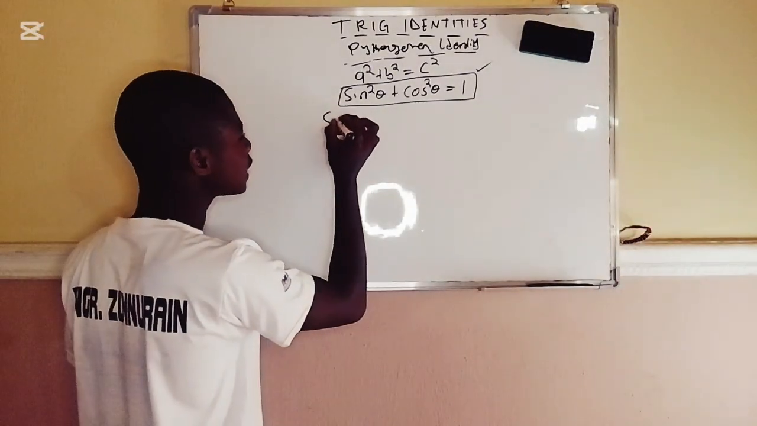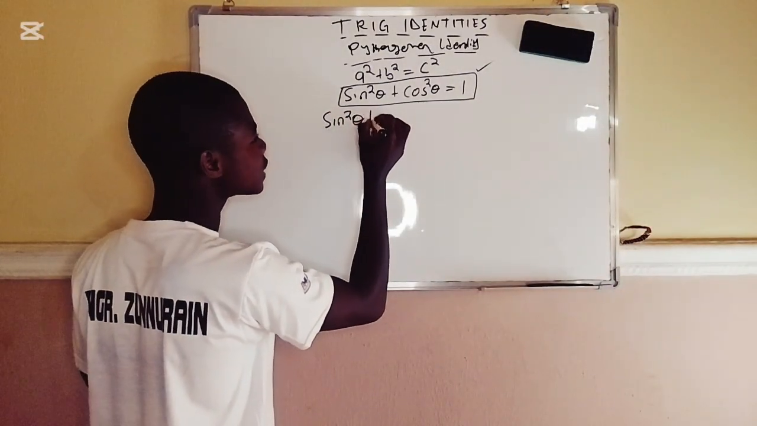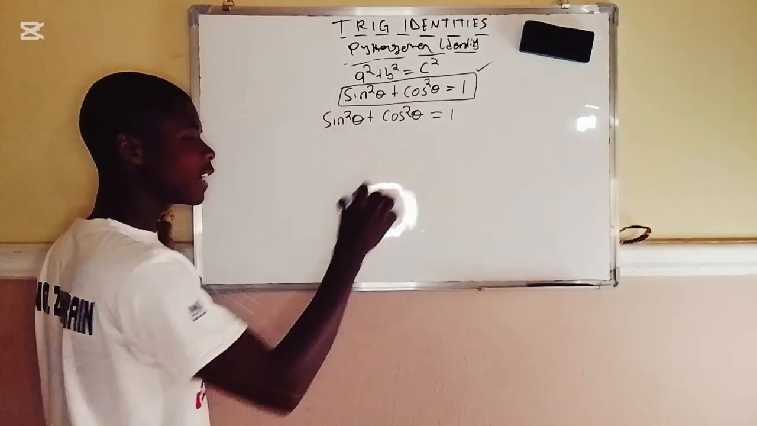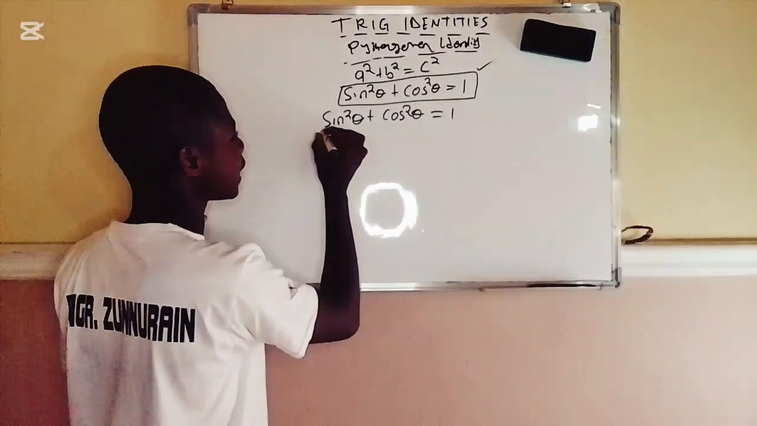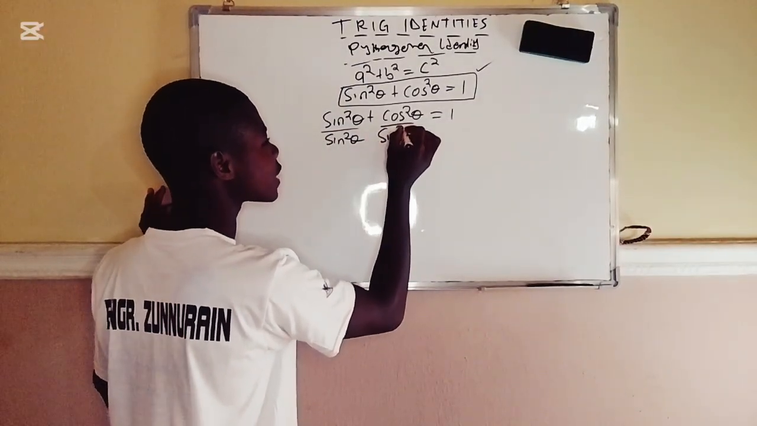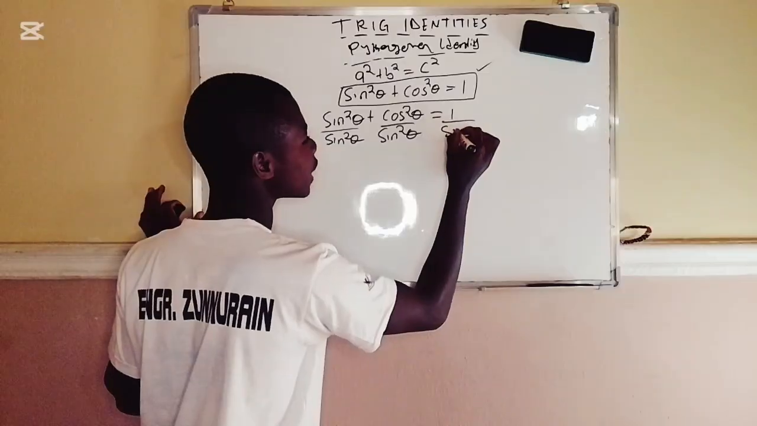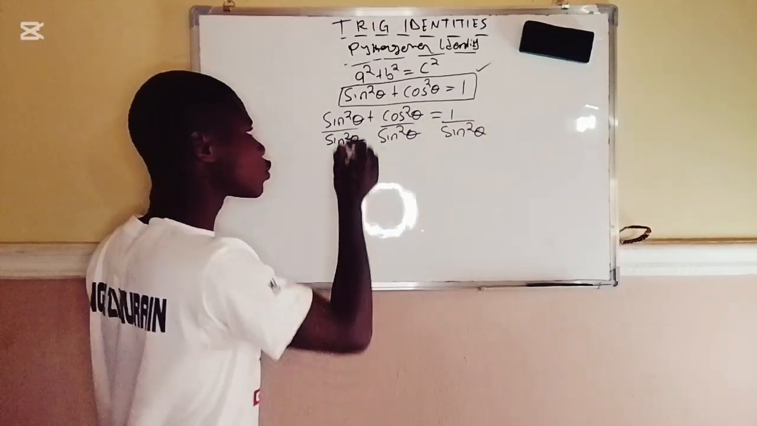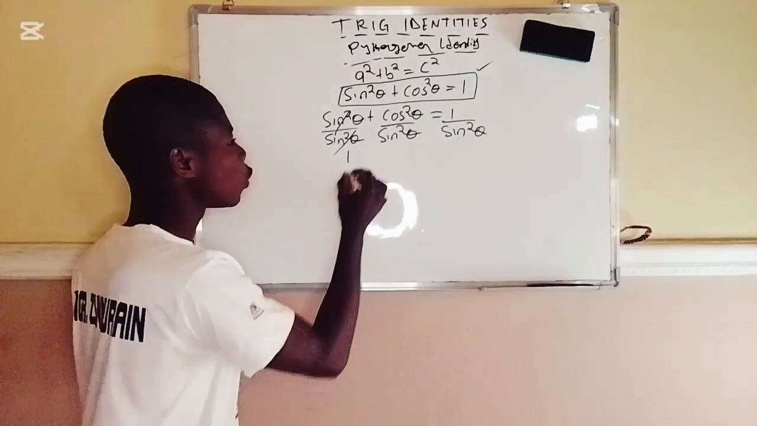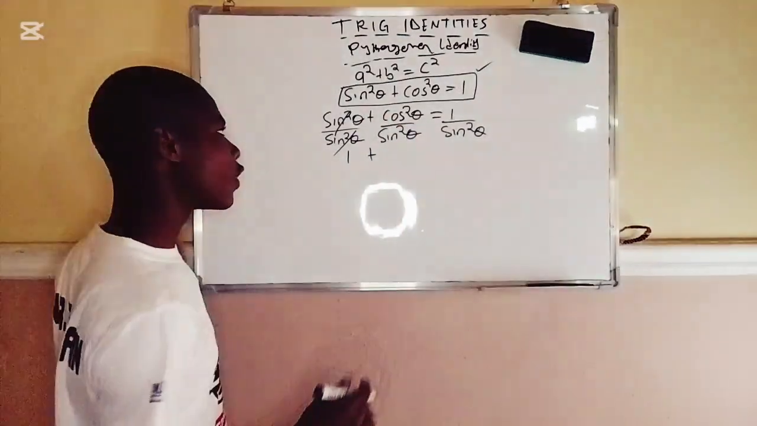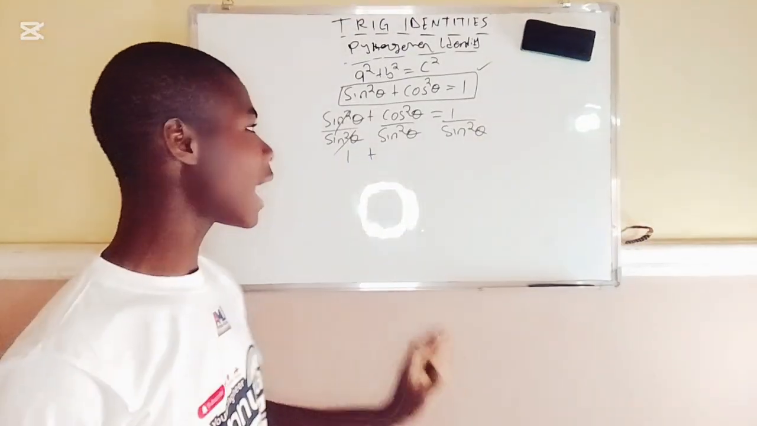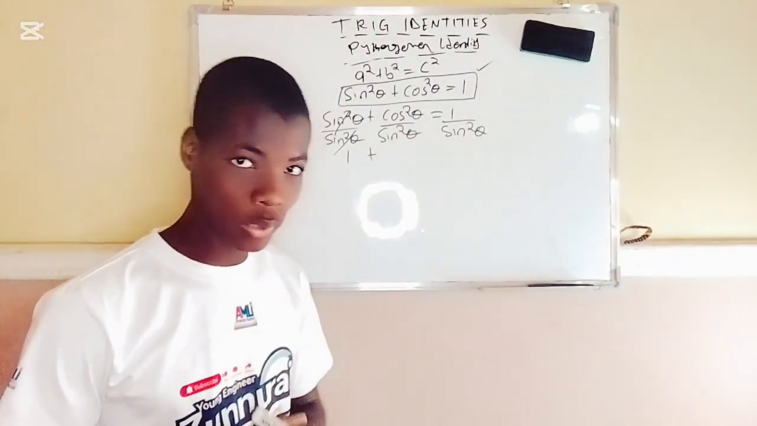So therefore, let me keep this down. Sin square theta plus cos square theta equals 1. Let me divide both sides by sin square theta. If I divide both sides by sin square theta, sine square will cancel sine square, and it will give me 1. So 1 plus, as you all know, cos theta over sine theta, it is what?